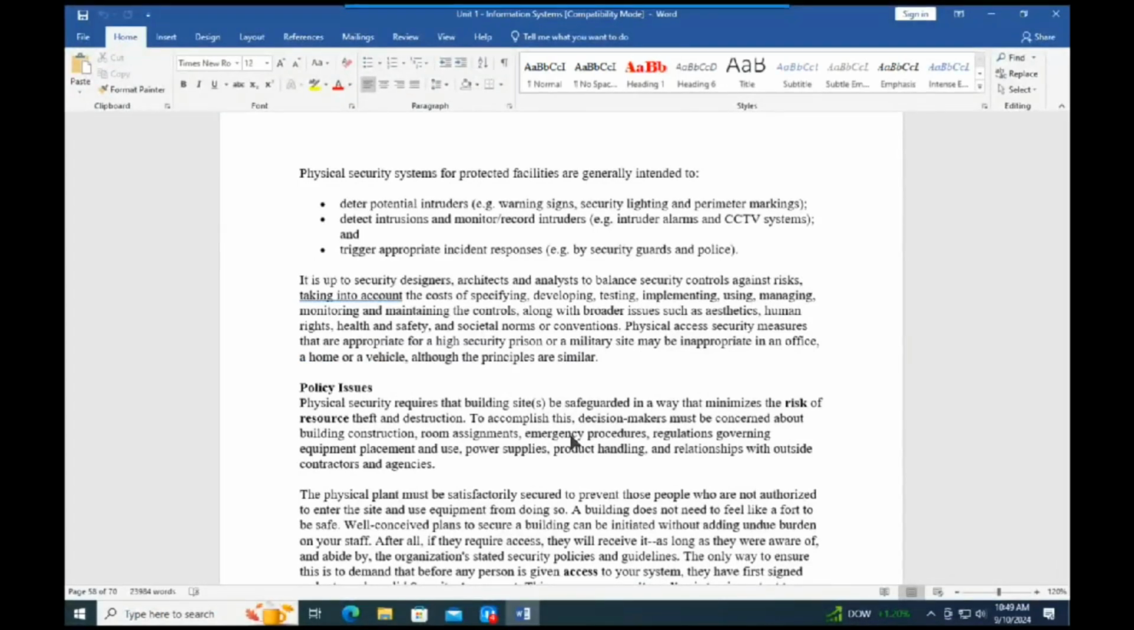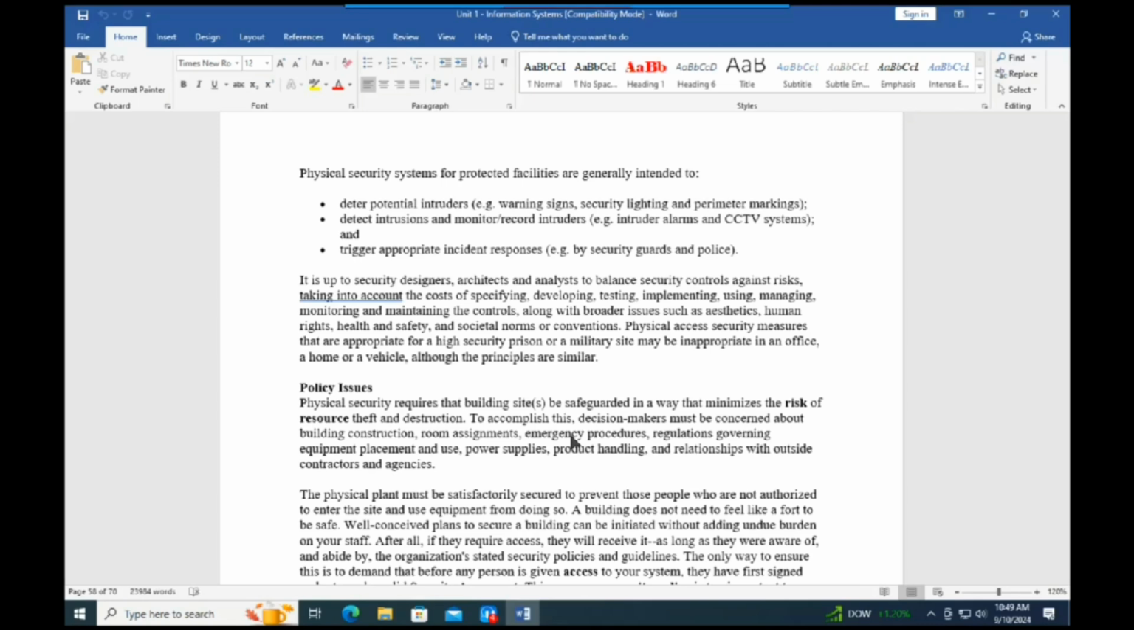Now, what are the intentions of physical security systems? Why should we put physical security systems in our organizations? It is majorly for three intentions. The first one is that those systems are intended to deter any potential intruders. For example, they give warning signs, security lighting, and perimeter markings that are going to deter people that intend to intrude.